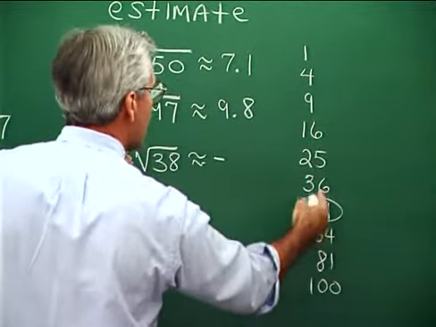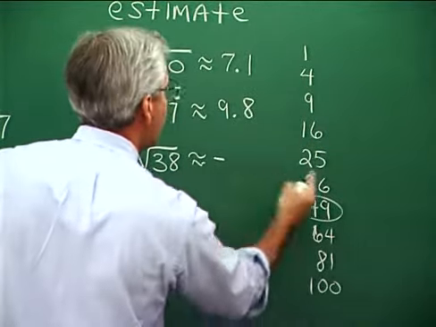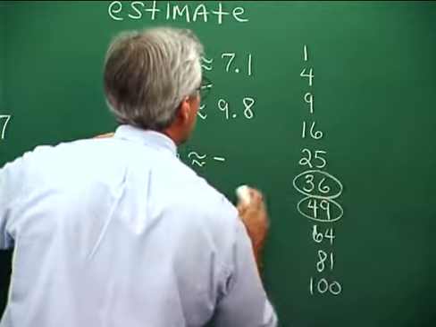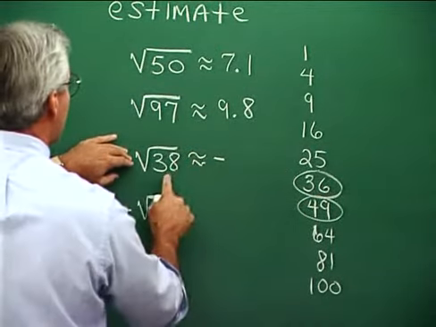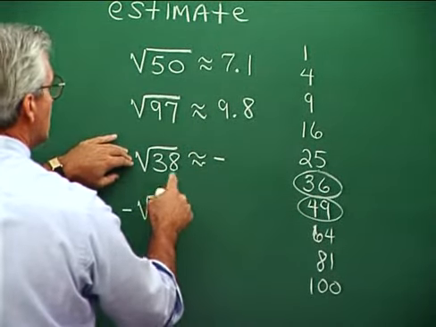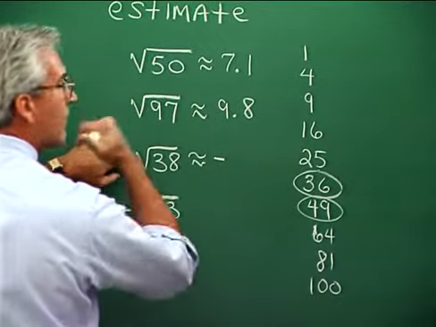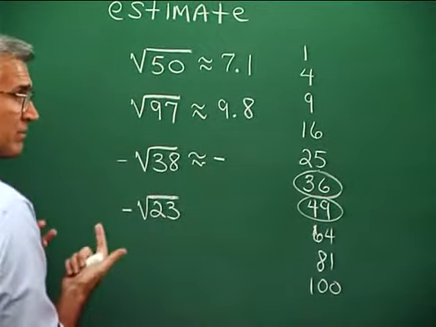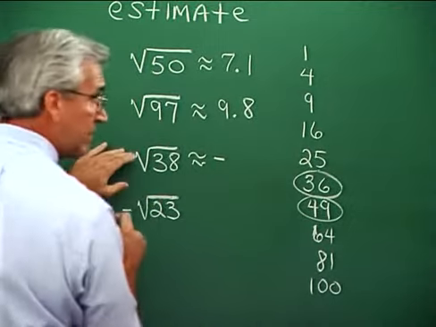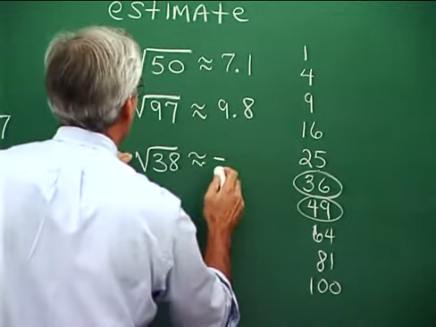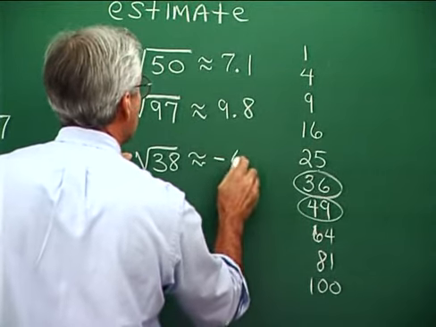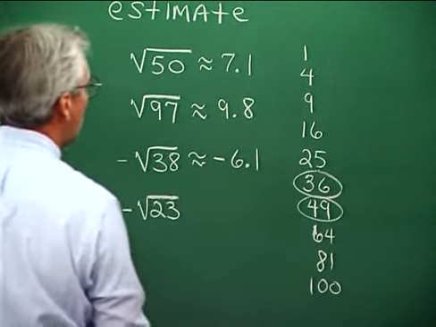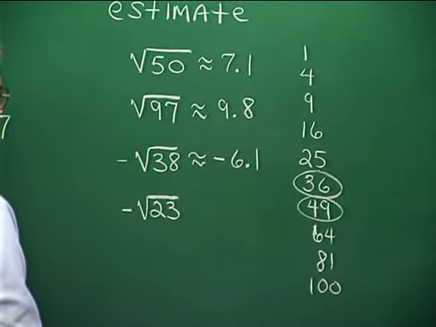If you're not familiar with these, then you might make a list of them and just refer to them a little bit. And so we're thinking of, gee, 38 is near 36. The square root of 38 is near the square root of 36, which is 6. So the square root of 38 is a little bit bigger than 6, because 38 is a little bit bigger than 36. And so we might think something like 6.1. So negative 6.1 would be a pretty good approximation or estimate of this.